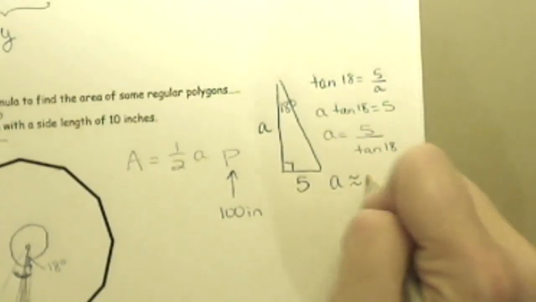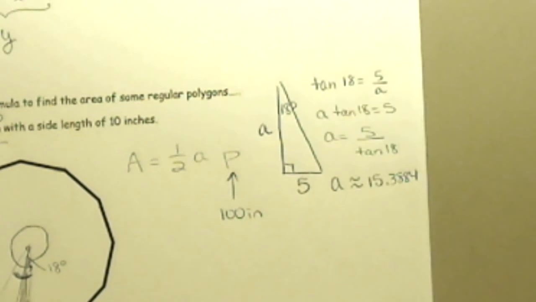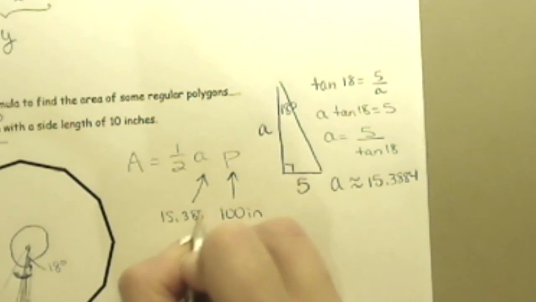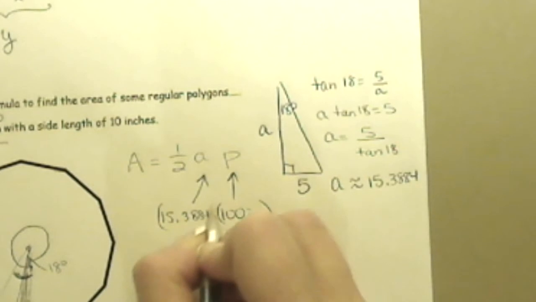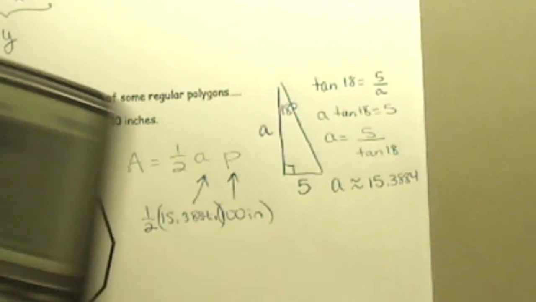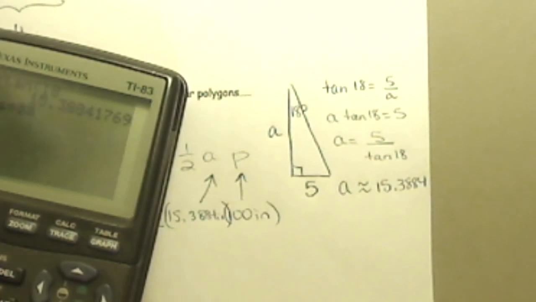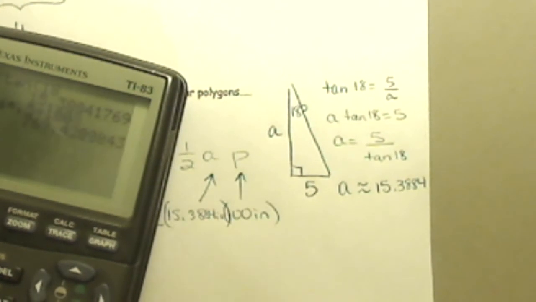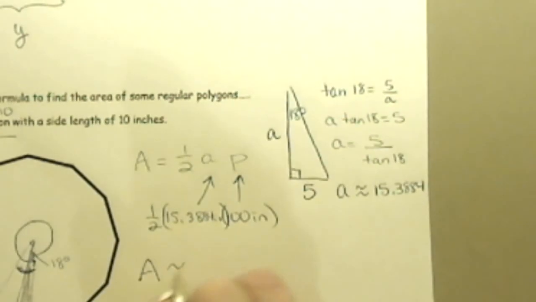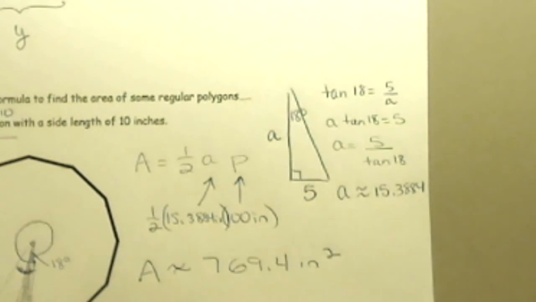So the apothem is approximately 15, and I'm going to go to 4 decimal places, 15.3884 inches. Times half, so that's what I have to type up here. 15.3884 times a half times 100. I get about 769.4 for the area, in inches squared.